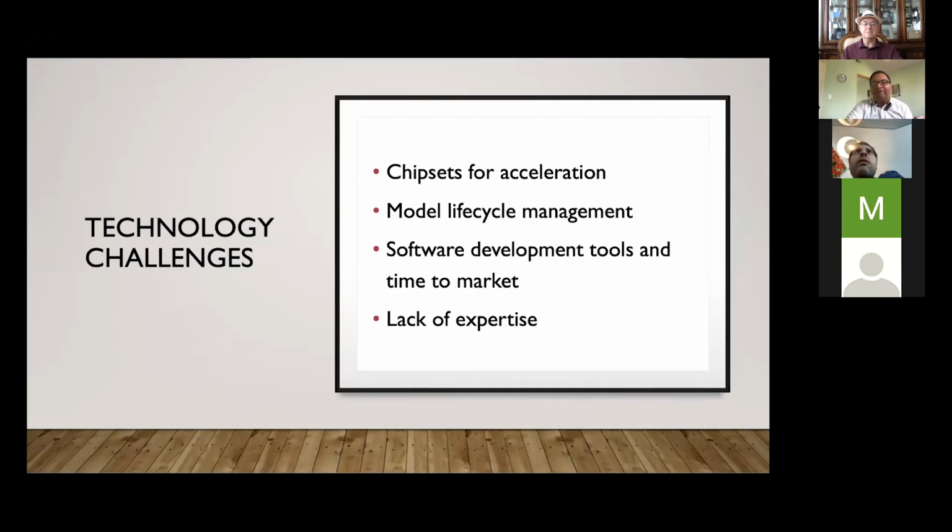So there is a fundamental rethink going on in the chipset industry as to how you customize them for AI acceleration. Model lifecycle management is a very new field, if you will. Let's say you take a model for computer vision to detect a person, and by definition, that model tends to drift over a period of time, person ages or background changes.